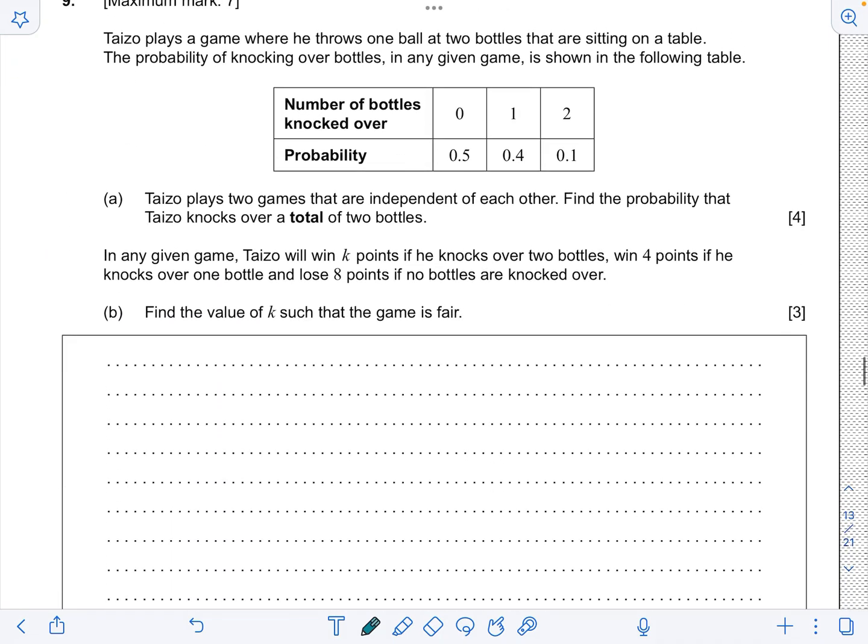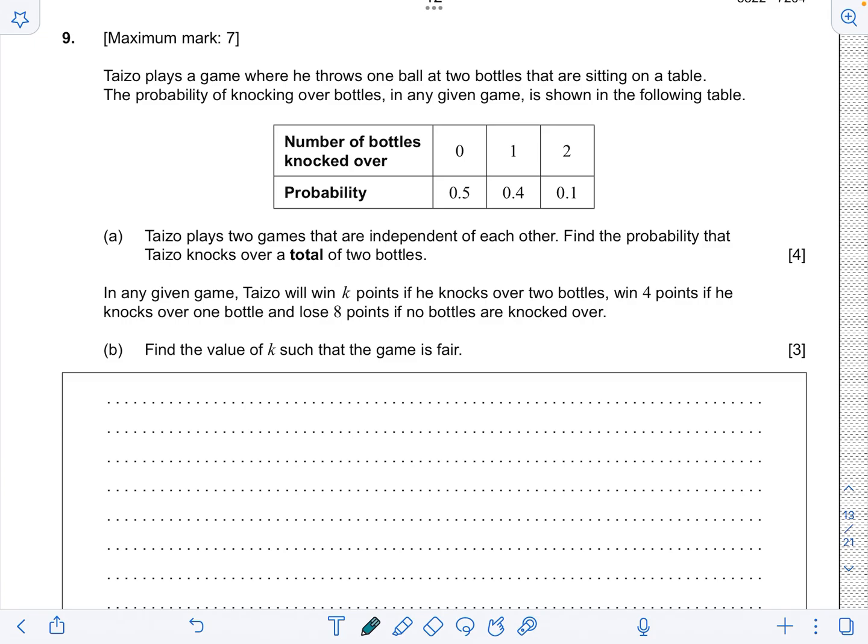Okay. On number 9, we have this probability of these two games that are played that are independent of each other. We want the probability that Taizo knocks over a total of 2 bottles. So he could do that within 2 games by knocking over 0 the first turn and 2 the second. So we multiply those together. That's one way to get to 2.